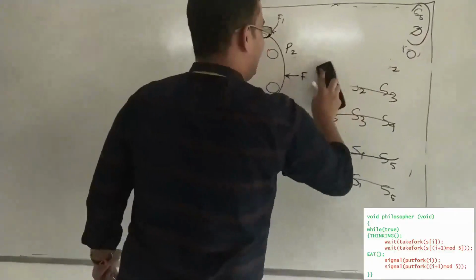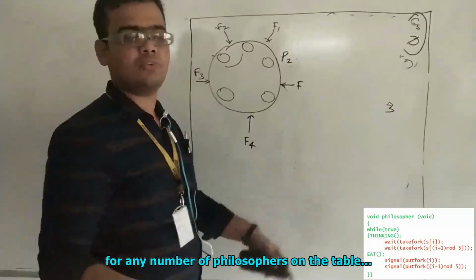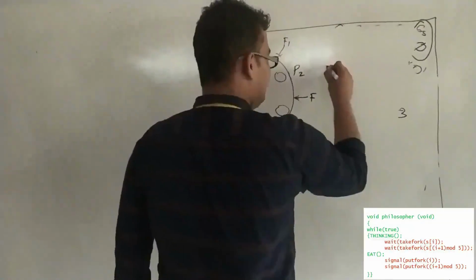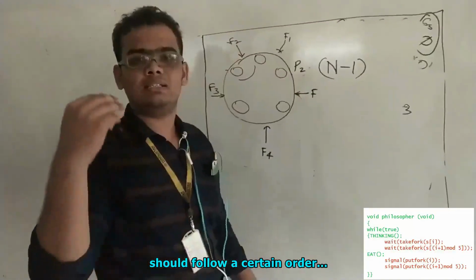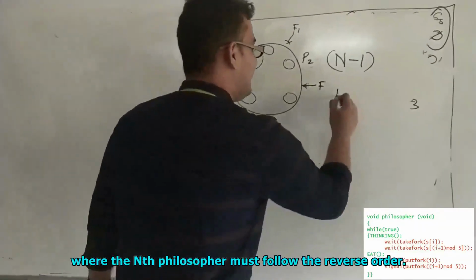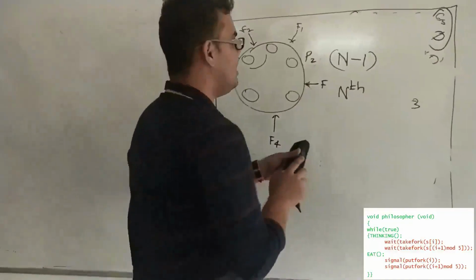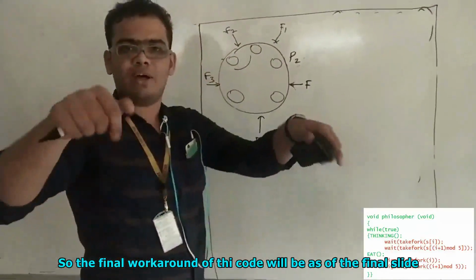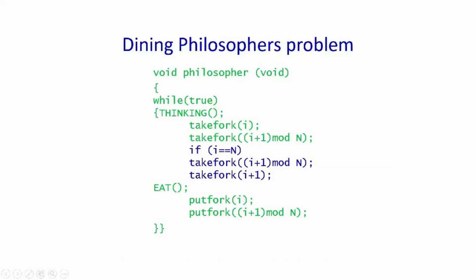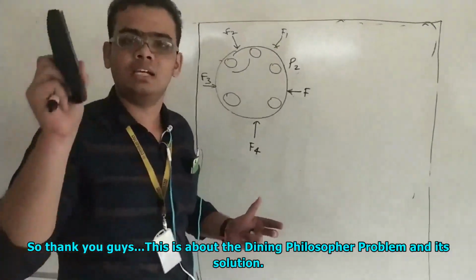So now, for any number of philosophers at the table, the n-1 philosophers should follow a certain order, where the nth philosopher must follow the reverse order. So the final workaround of this code will be as in the final slide. So thank you guys. This is about the dining philosophers problem and its solution.